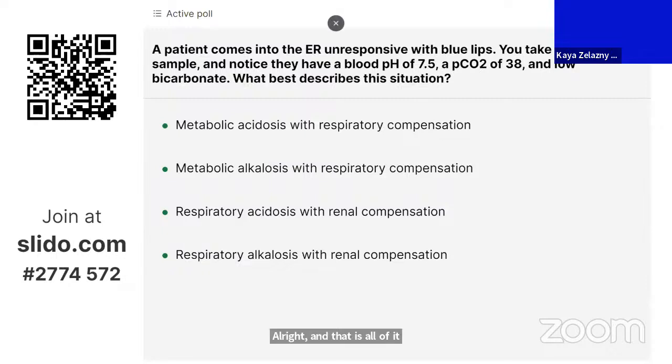We want to take a look and make an attempt at this last question.